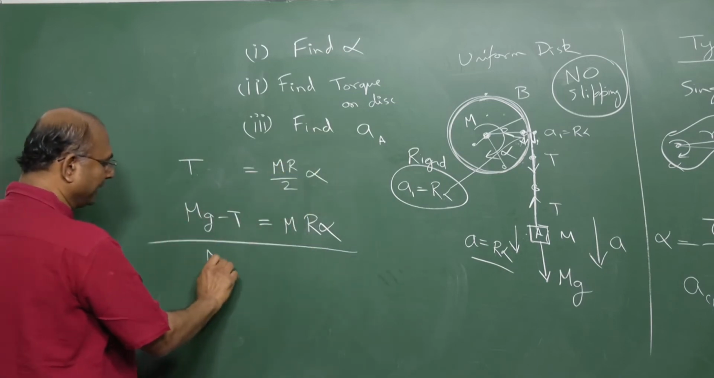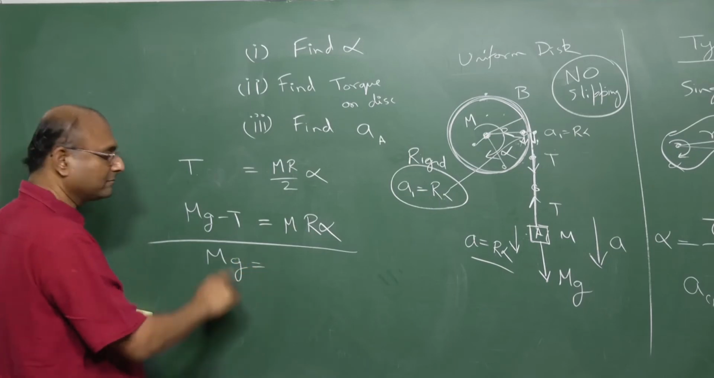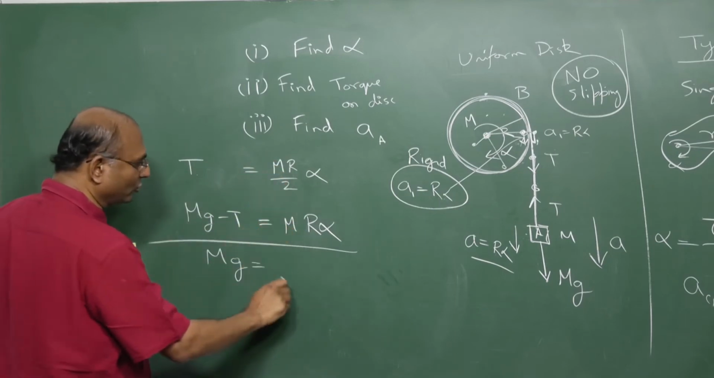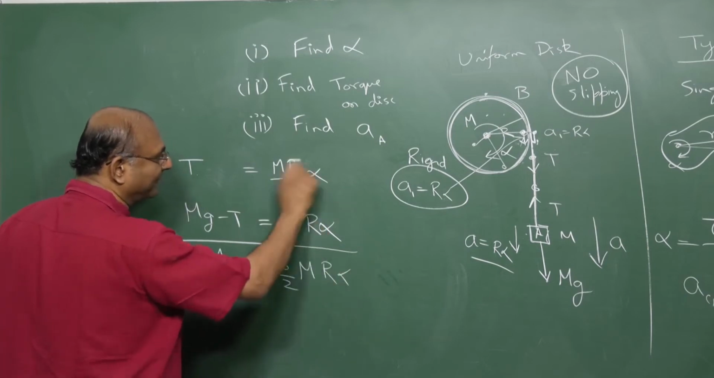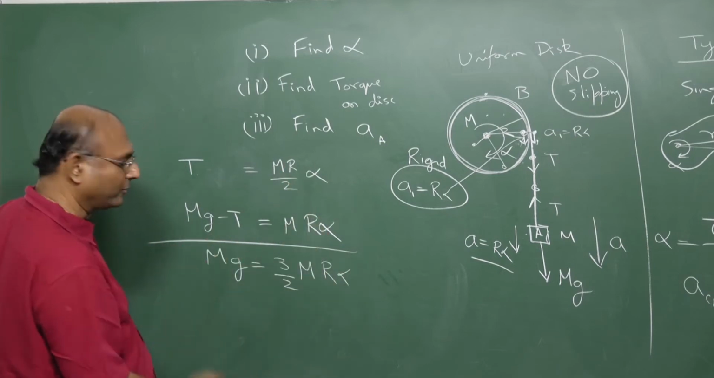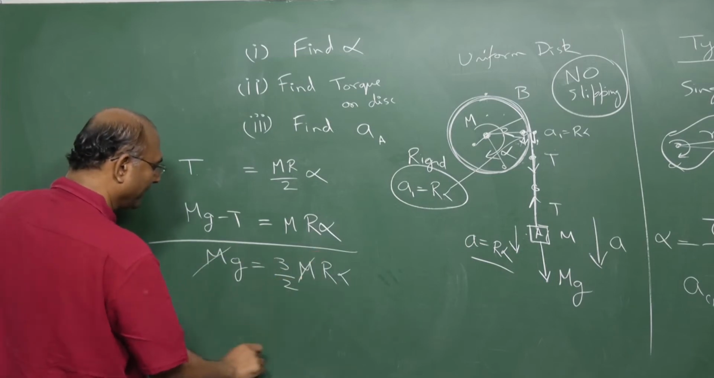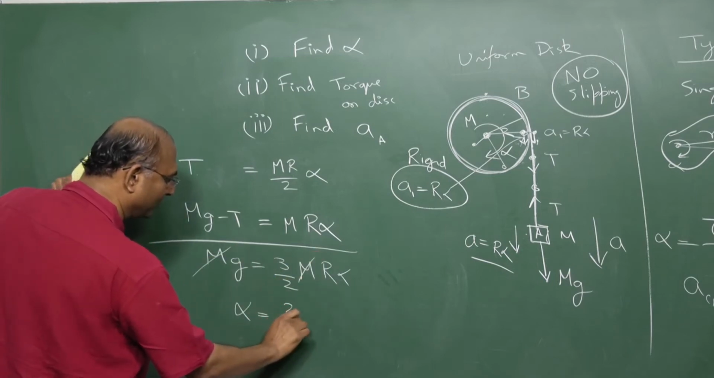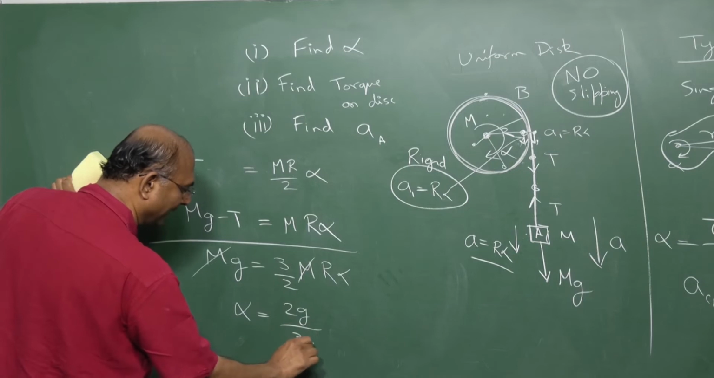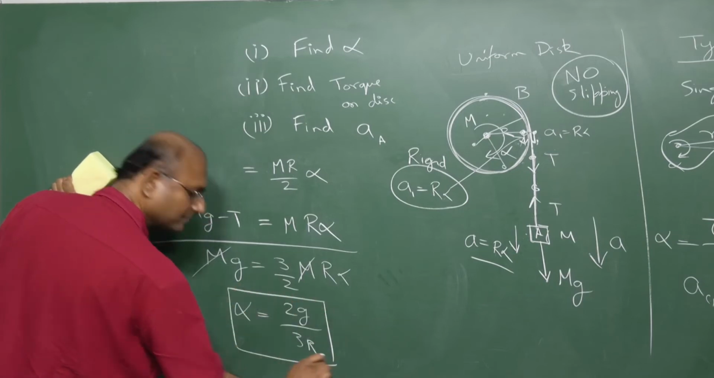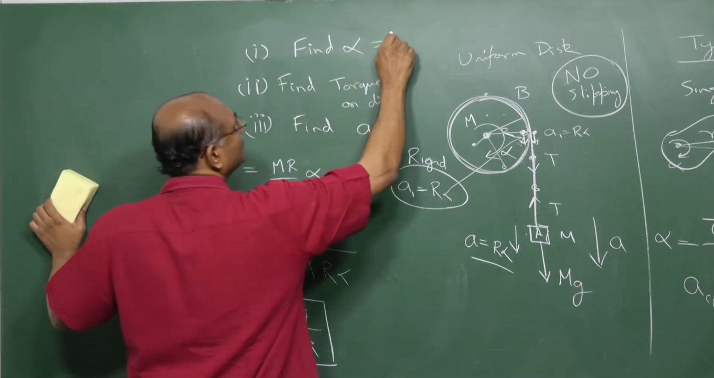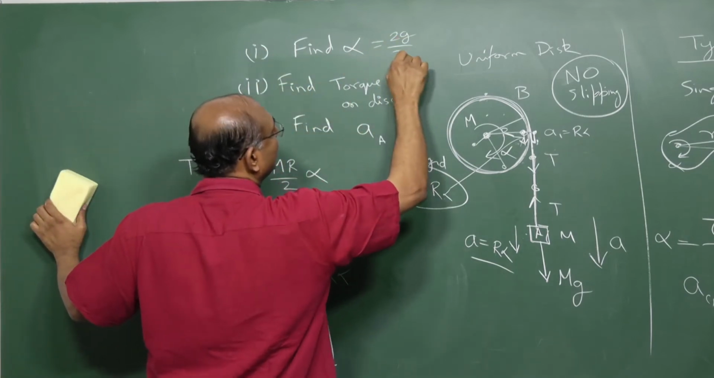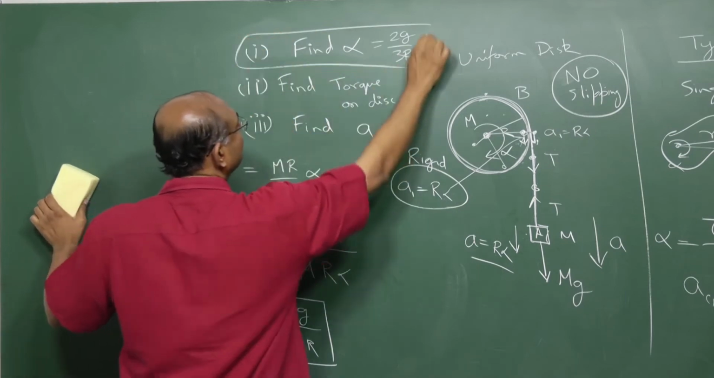Add, you will get mg total is equal to 3 by 2 mr alpha, because it's mr alpha, that's mr alpha by 2, 1 plus half, 3 by 2. So if I cancel out the m, you can see alpha must be 2g by 3r. That's clear? So alpha is 2g by 3r. So we have answered the first part.